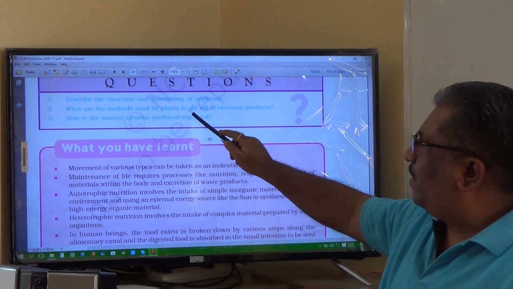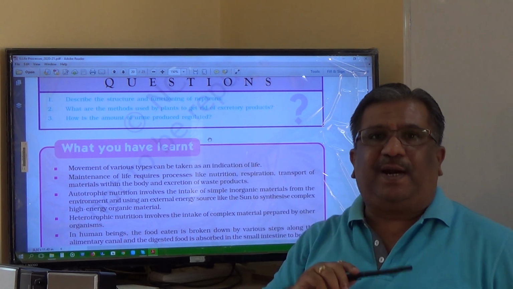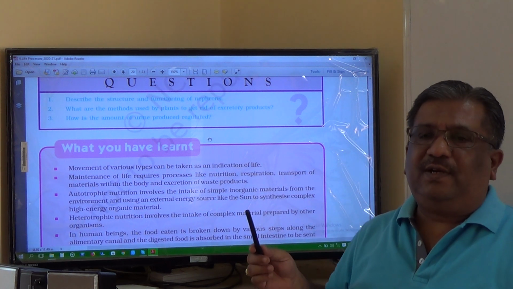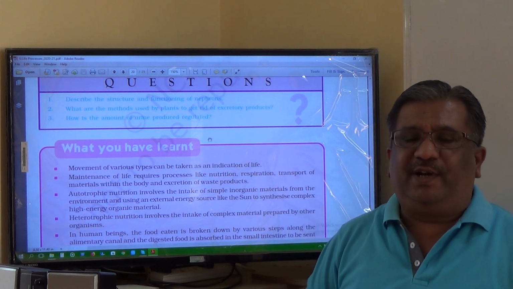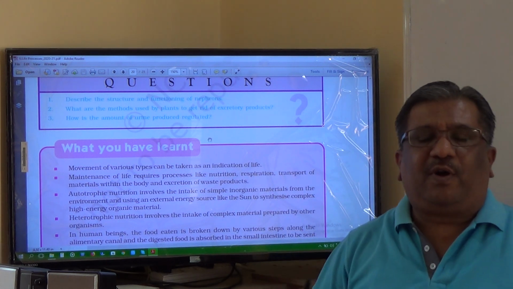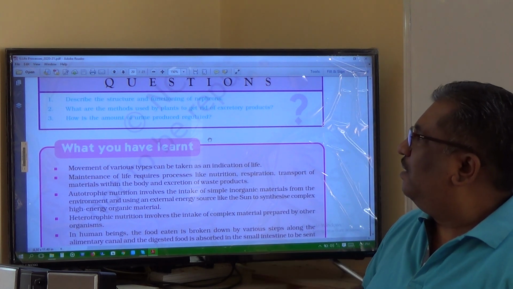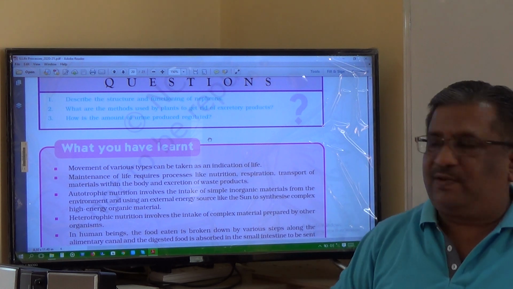What are the methods used by plants to get rid of excretory products? What are the methods used by the plants? See, oxygen is an excretory product during photosynthesis. During respiration, CO2 is a major elimination. Wilting of leaves, production of gums and resins in the xylem tissue, and what else? These are the methods by which plants will get rid of their excretory products, you can say.